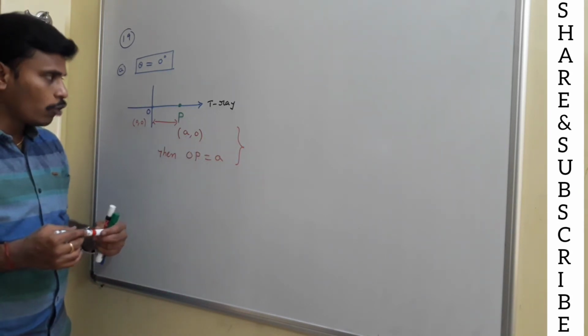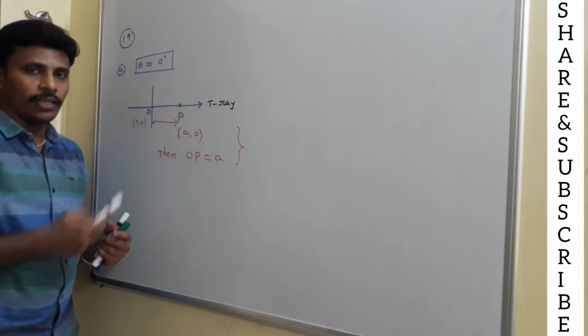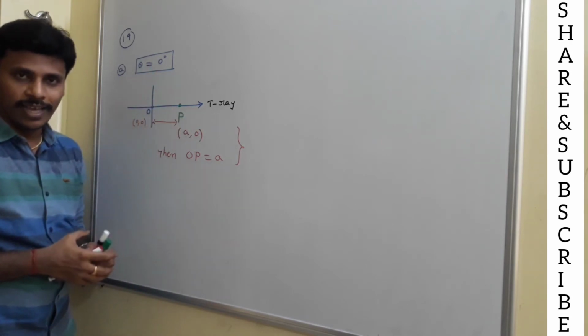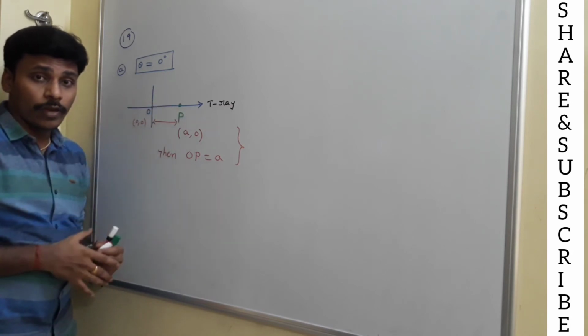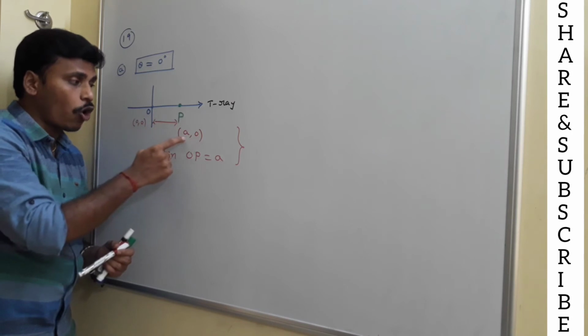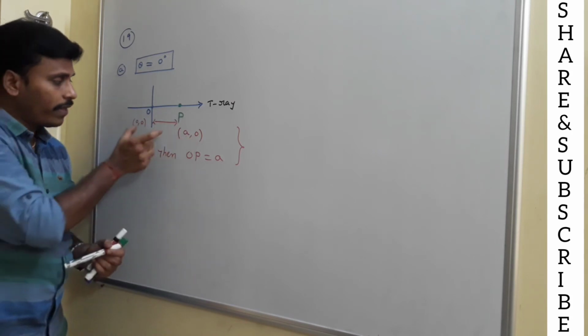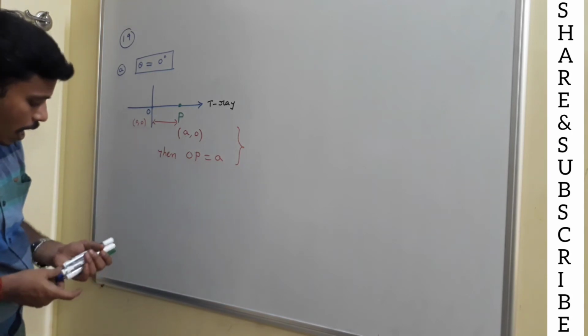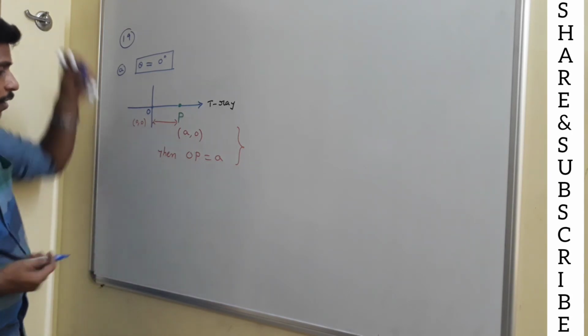So again I am repeating for you, the given angle is 0 degrees. Since the given angle is 0 degrees, our terminal ray is the positive x-axis. Since our terminal ray is the positive x-axis, take a point P on the terminal ray and its coordinates are a comma 0. Then the distance between these two is a, very clear from the coordinate system. And now my task is to write the trigonometric ratios.